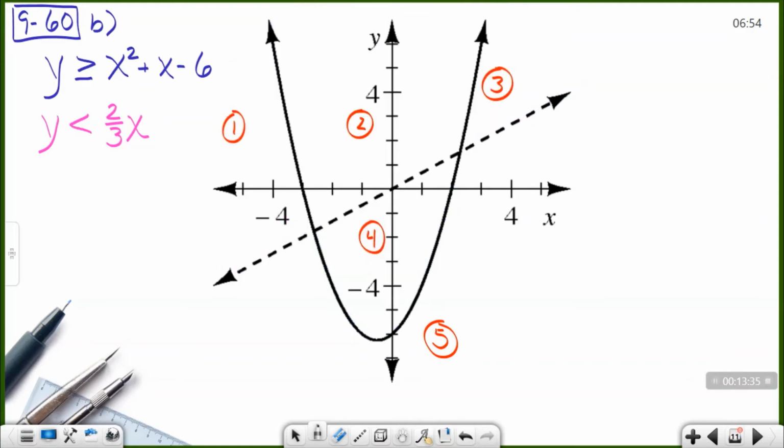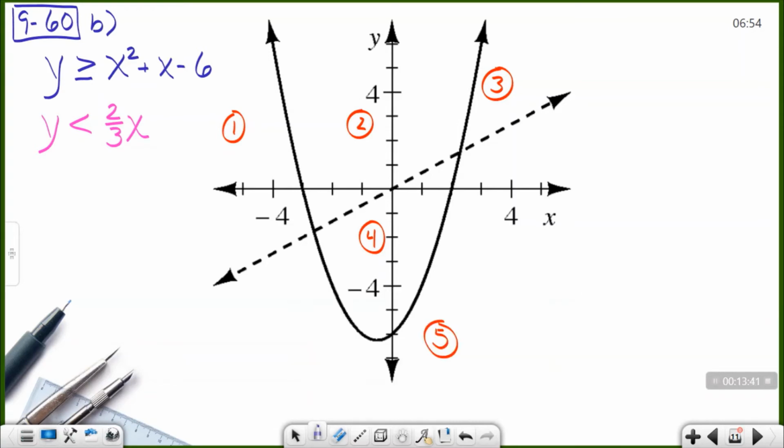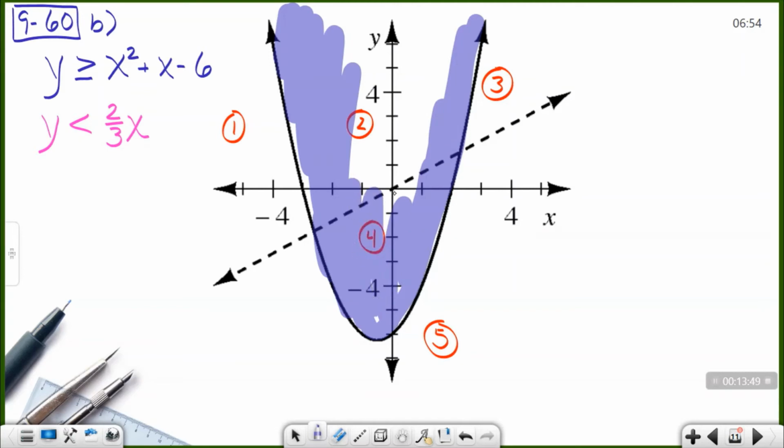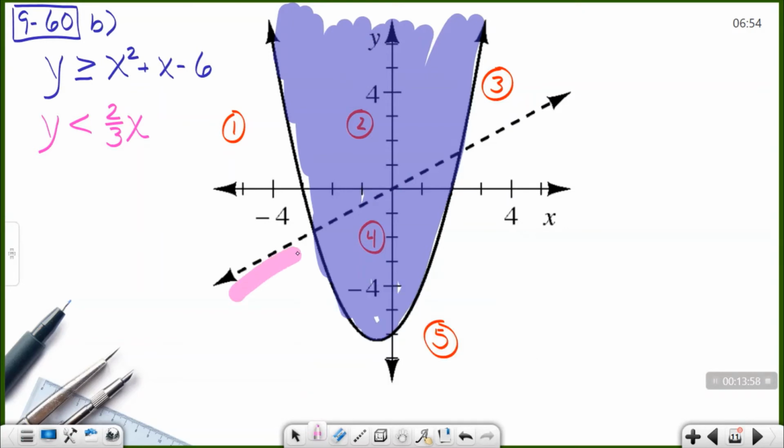What if we change it now in part B? We've got a greater than or equal to for my parabola, but we have a less than my line. So let's do my parabola again. We said greater than is everything above the parabola, so I just go to my parabola and do everything above. My parabola is my boundary there, and everything above it would be shaded, giving me sections 2 and 4. And then my line, I'm going everything less than my line. So I'd start at my line, here's my line right here, and everything less than my line would be below. And I see that's sections 4 and 5.